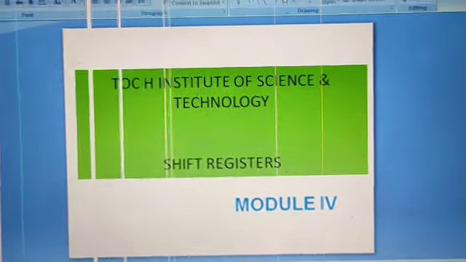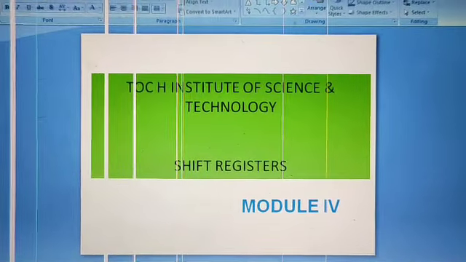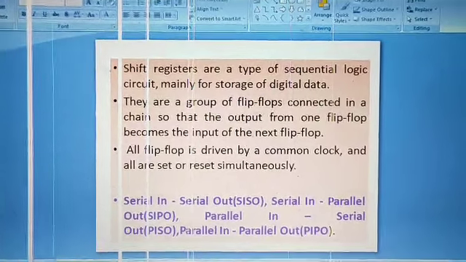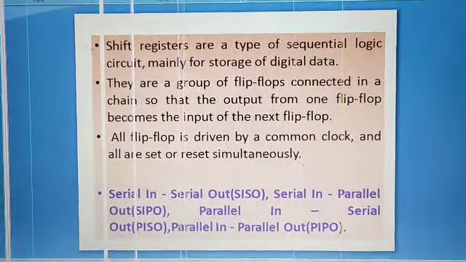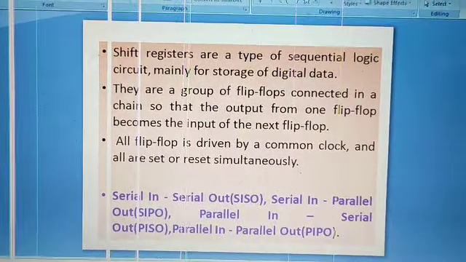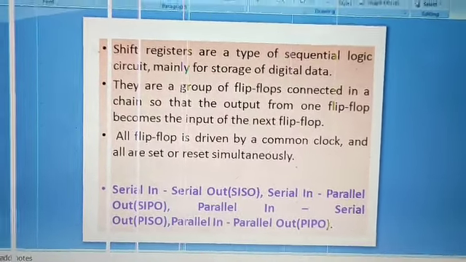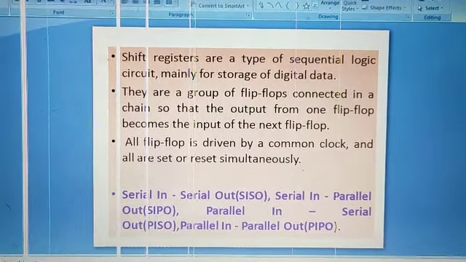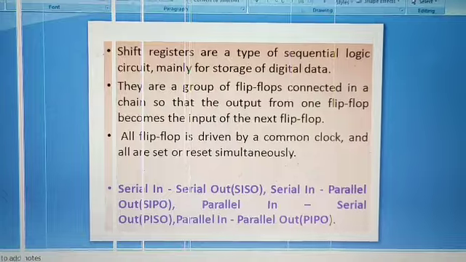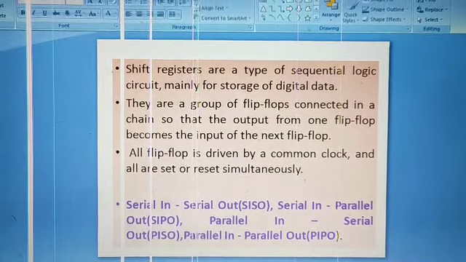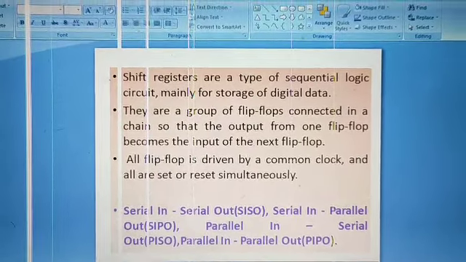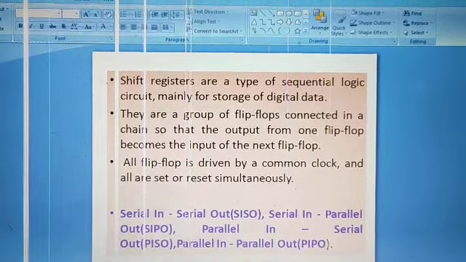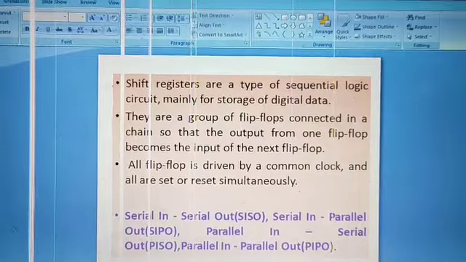In the previous classes we have learned different types of flip-flops. In that, we have learned about a D flip-flop. I hope you remember the D flip-flop. It is also called the data flip-flop or delay flip-flop. And what is the peculiarity in the D flip-flop? When you give D as 0 and a clock is applied, the output of that D flip-flop will be 0.